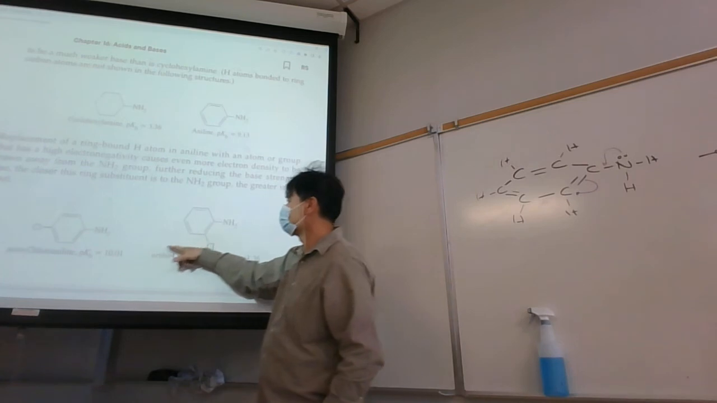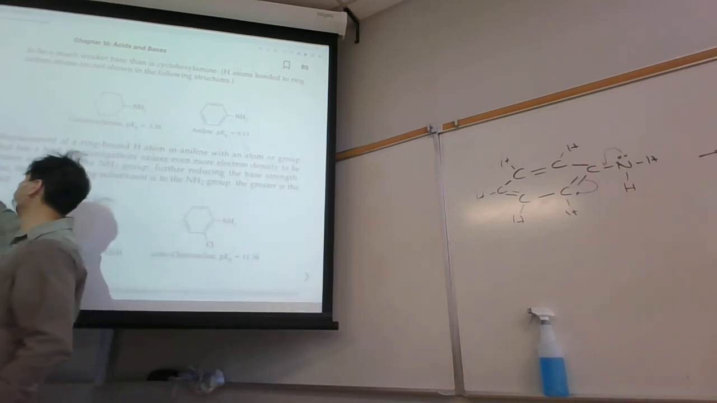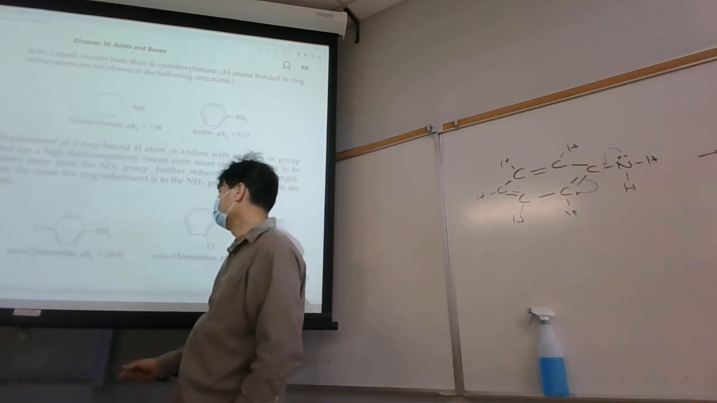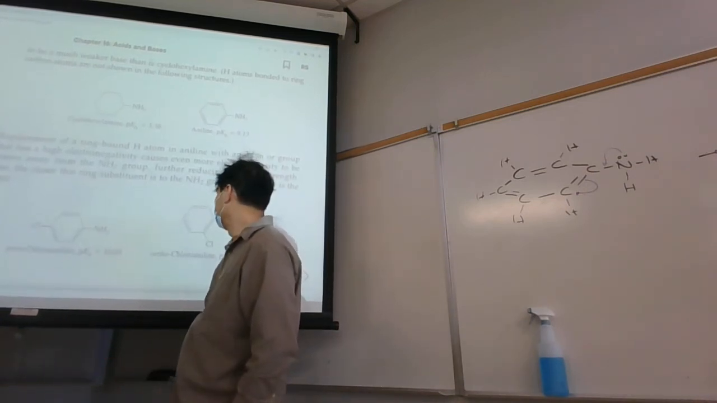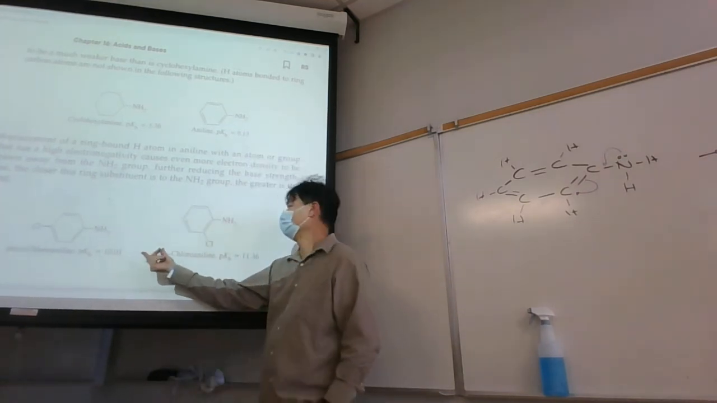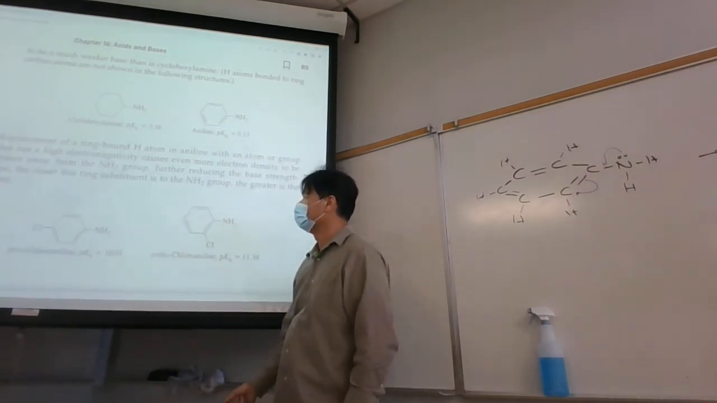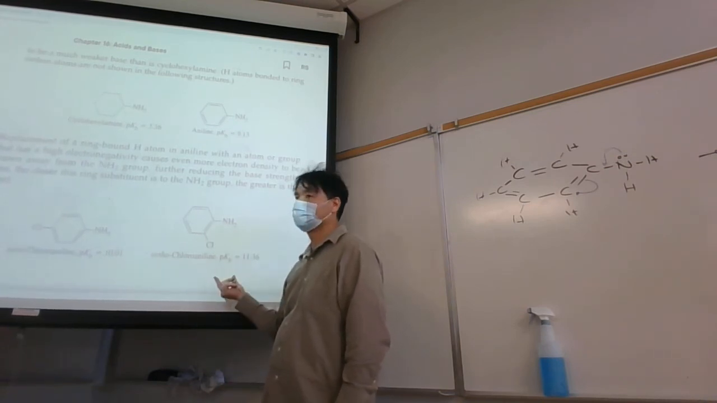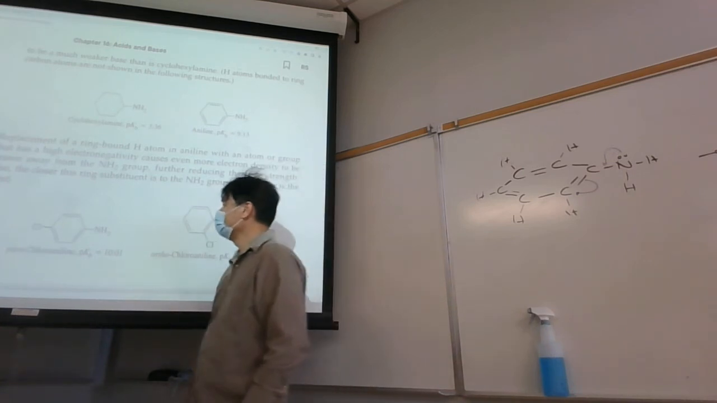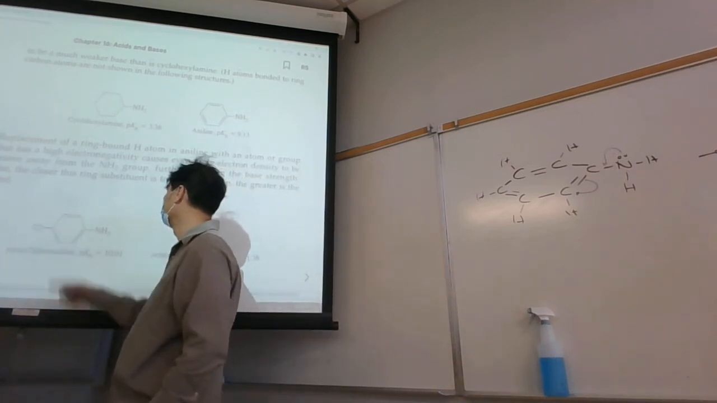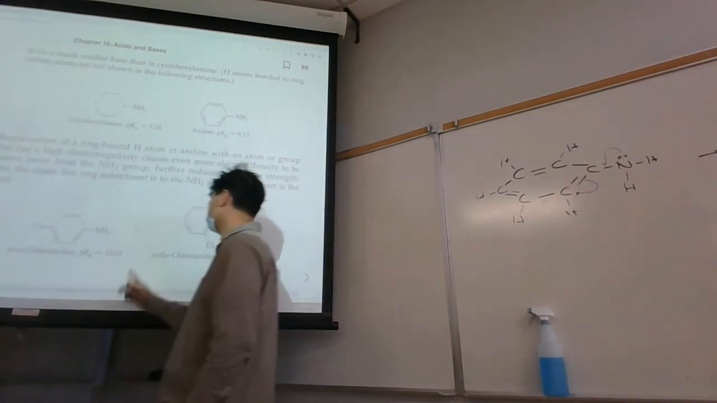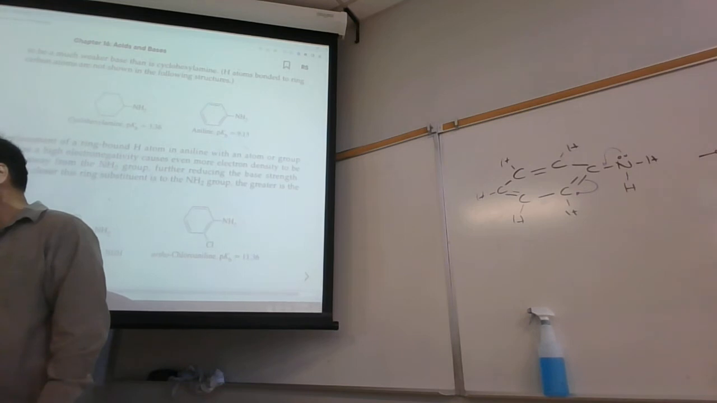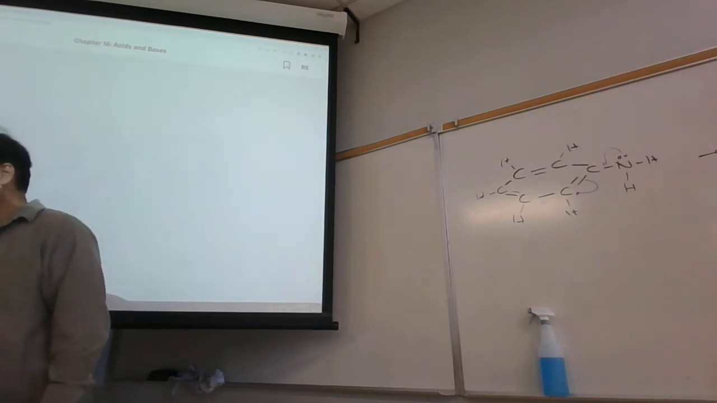Now the meta, which is not shown here, is somewhere in between. And so the meta is a little bit weaker than the para, which is odd, but a little bit stronger than the ortho. But for meta, we would have expected it to be, oh yeah, actually that makes sense. Let's leave it at that. Okay, that's the opposite effect.